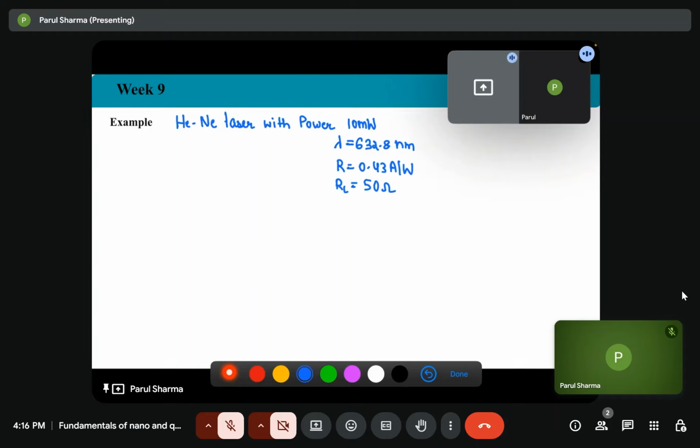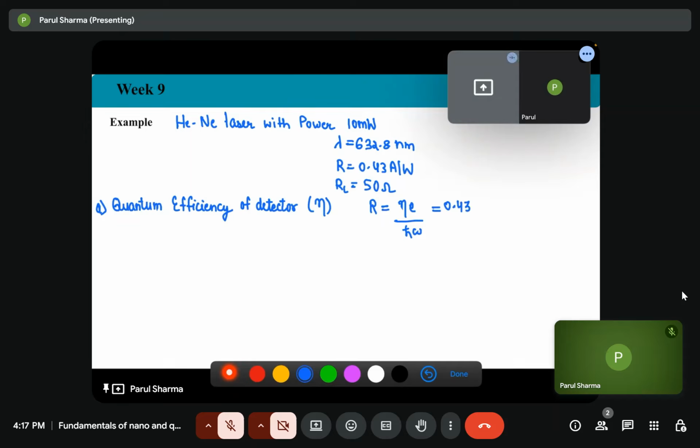So we want to calculate first of all the quantum efficiency. The first question is: quantum efficiency of detector, eta. So responsivity R is given by R equals eta e upon h omega. It is equivalent to 0.43.